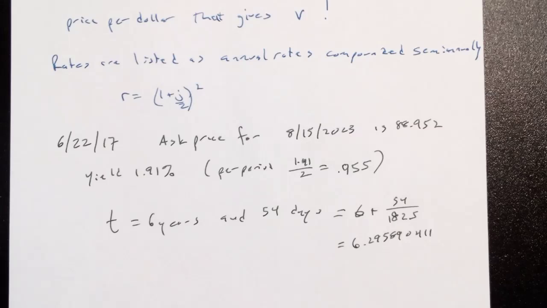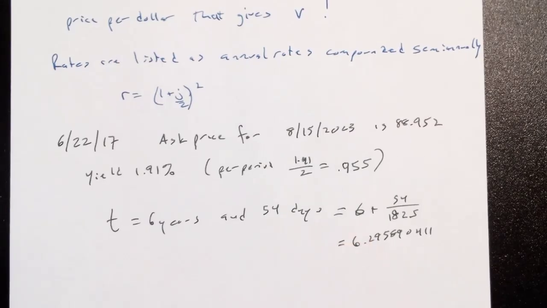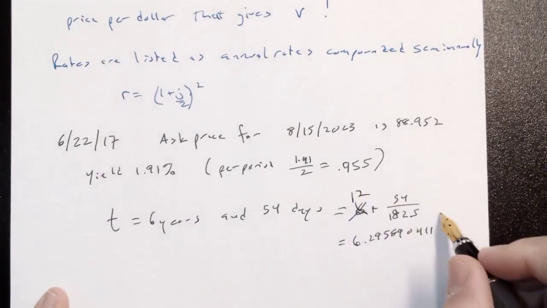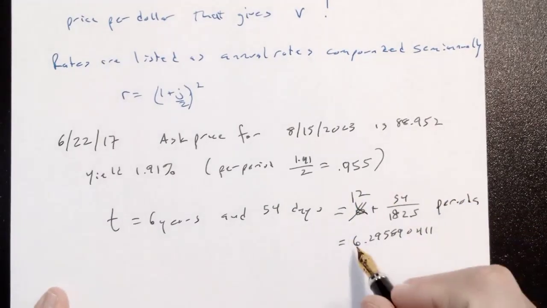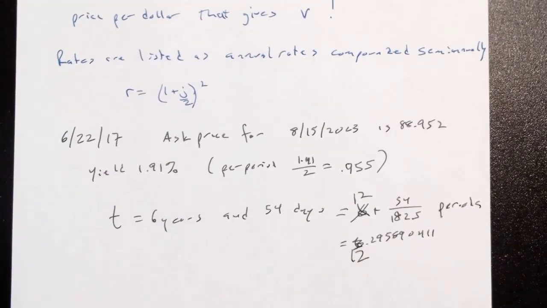Oh, wait a minute. I made a mistake. Stop, rewind. What mistake did I make? Right here. It's 6 years. But this is in terms of periods, right? Because I divided by 2. This should be 12 periods, because it's compounded semi-annually.